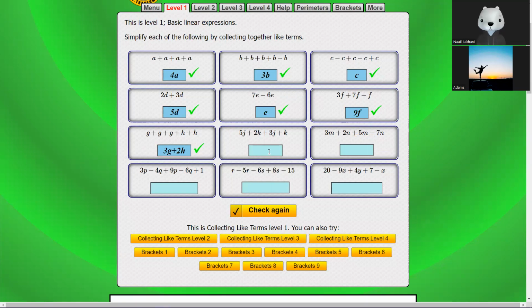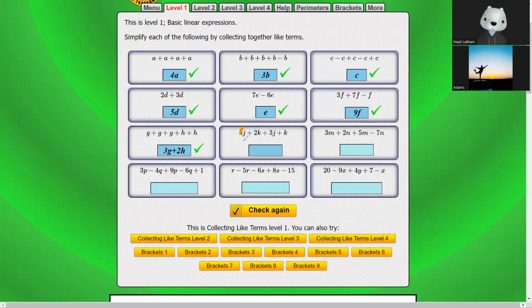Okay, so 5J. So you have 5. Give me another fruit. 5 grapes. Yeah, I have 5 grapes. Okay. Now you add to that 2 oranges, and you have 3 grapes. So then you can do 5 grapes plus 3 grapes equals.